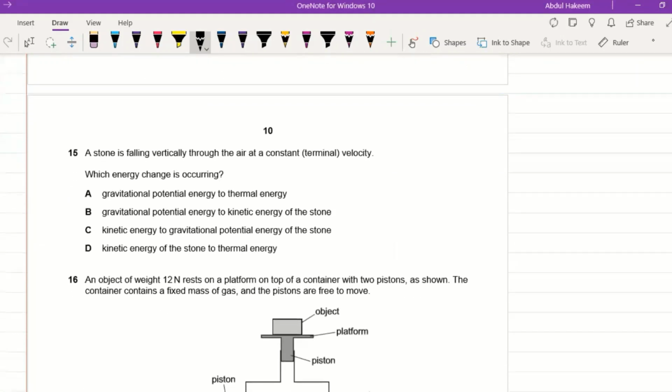Now the next, a stone is falling vertically through the air at constant terminal velocity.